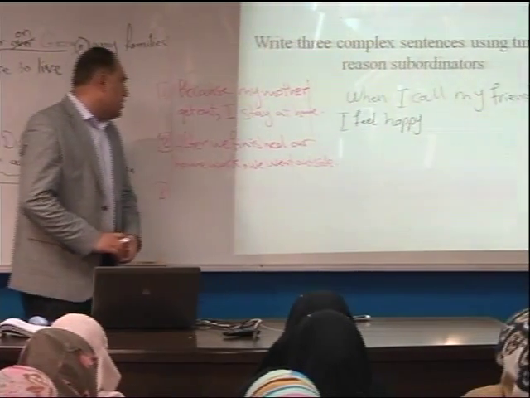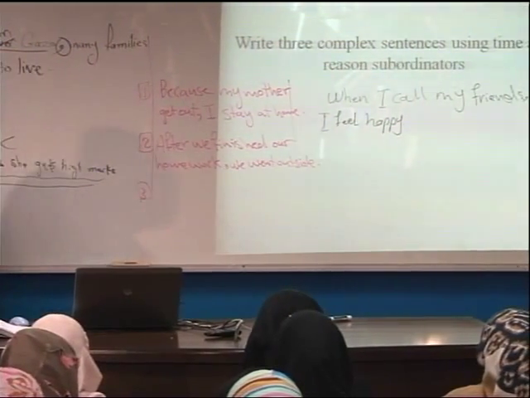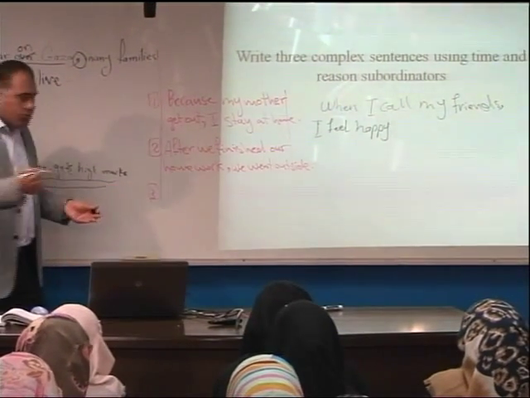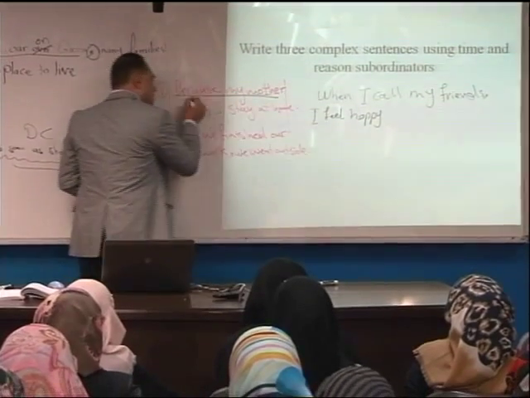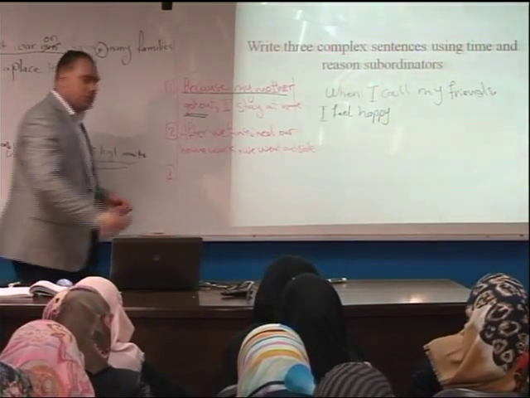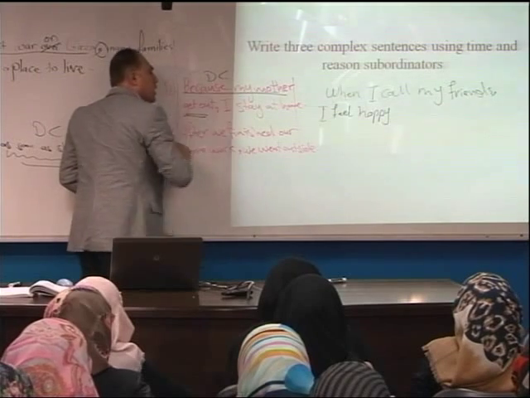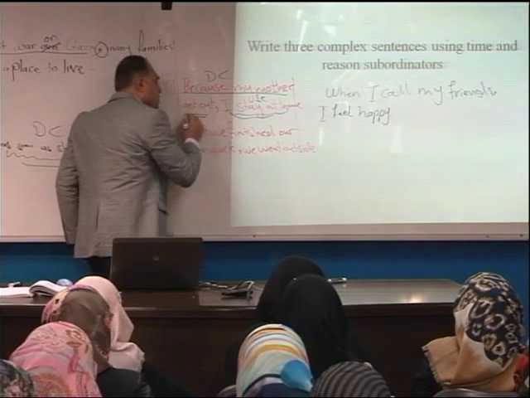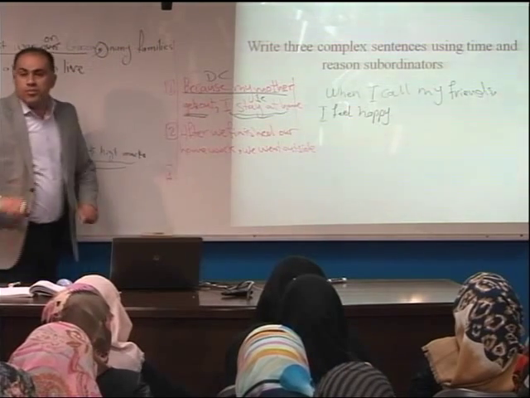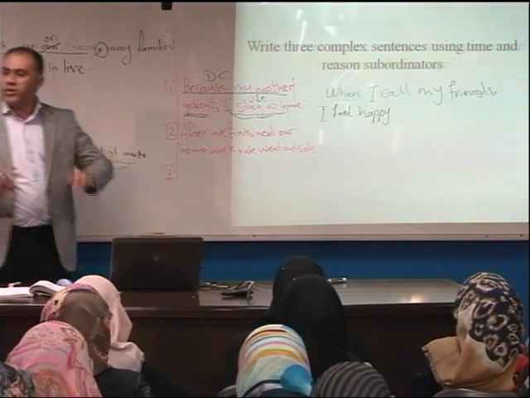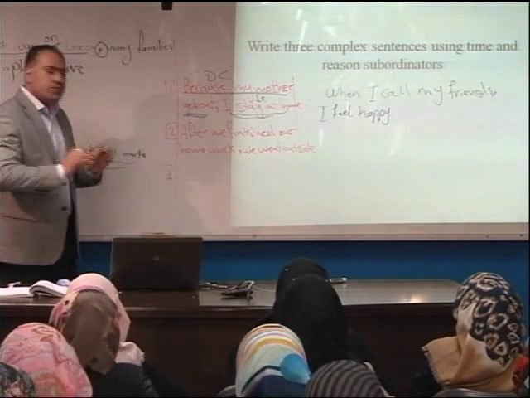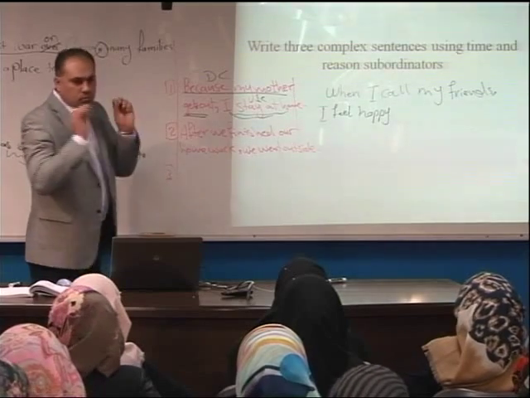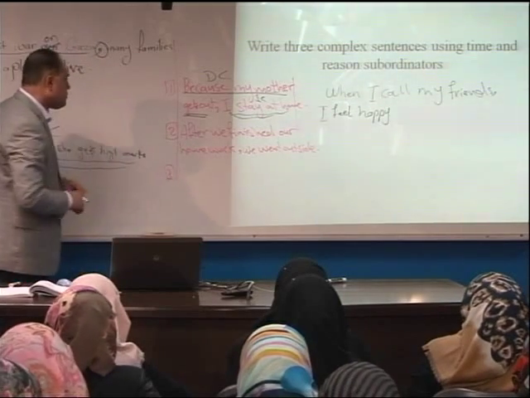Let's see the third one. Because my mother get out, I stay at home. Is that correct? Yes, no problem in it. Because my mother gets out is the dependent clause, and this is the independent clause. Just remember subject-verb agreement. I keep talking about it because it is very important to make sure that every verb agrees with its subject.